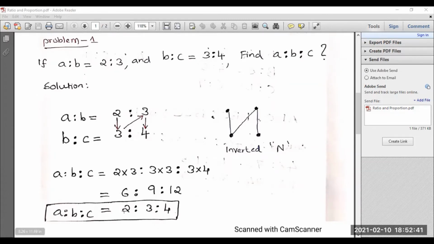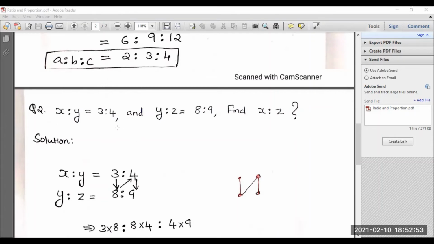So A is to B is to C is nothing but, you can divide once again by using a common term, that is 3: 2 is to 3 is to 4. This is the final answer. Okay, I think it is very clear. Remember the inverted N. Let me solve another problem.